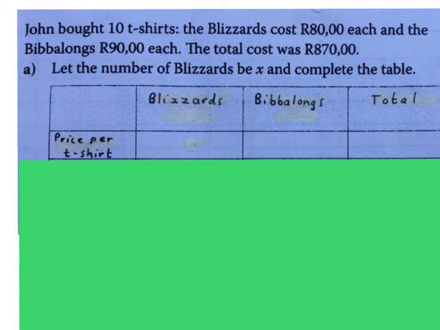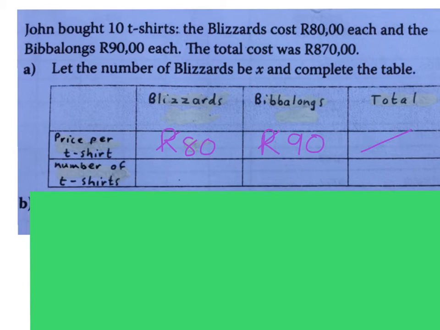Don't worry about the total so much, which I then wrote in. And I took out the Rands because they confuse us with all the letters and stuff that we have. The next thing we do is, under that, I make a row where I can put in the number of t-shirts. Just for this sum's sake, we took Blizzards as X, so I'm going to put the X over here. Then because they told me that there were 10 t-shirts, I know how many is left for Bibelongs. That will be over here, 10 minus the X that I've used, which I'll write in like that.